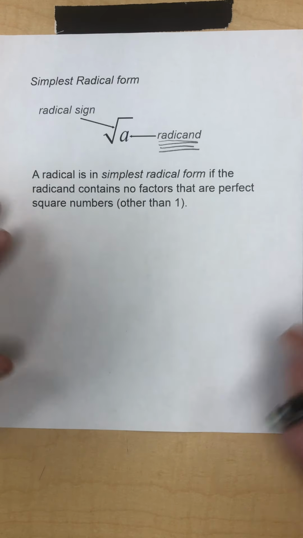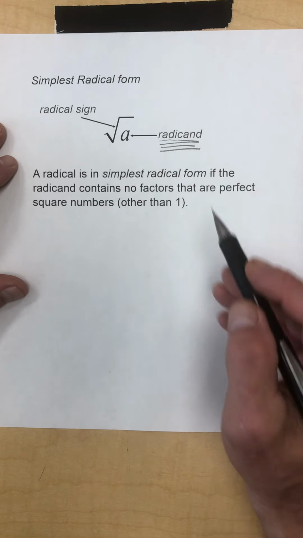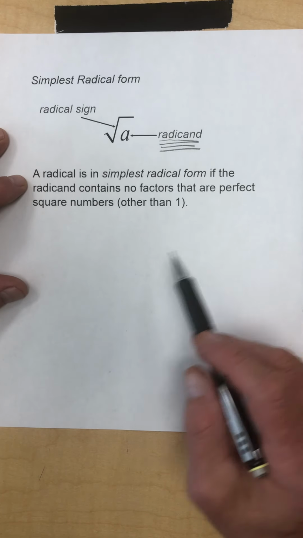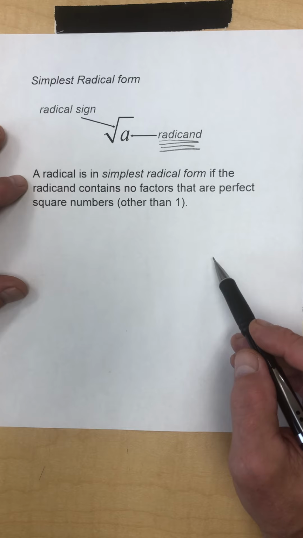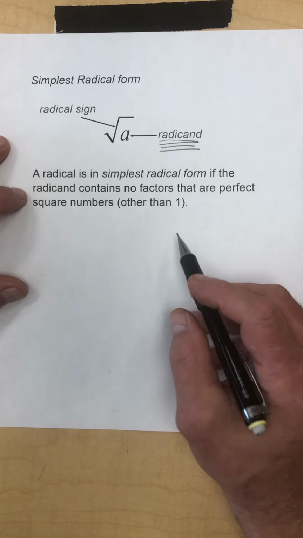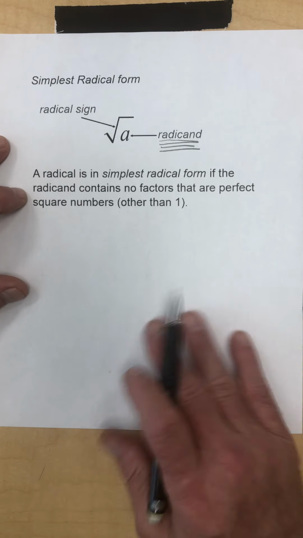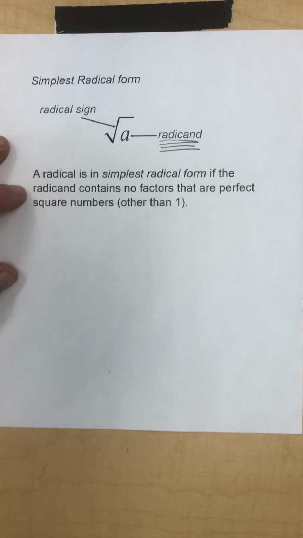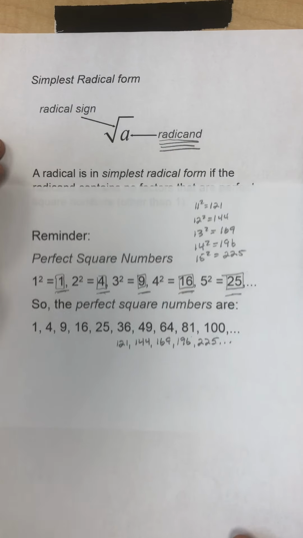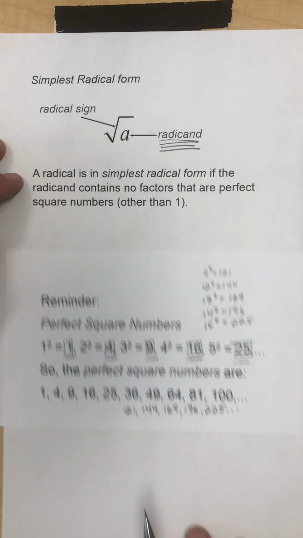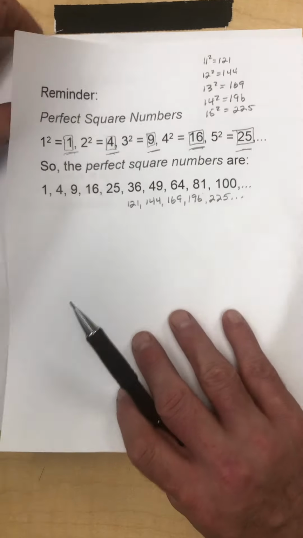Okay, now to get this guy in simplest radical form, that means that the radicand has no factors that are perfect square numbers other than 1. Okay, it's always going to have a factor of 1, but there will be no other factors that are perfect square numbers, and that's why having the ability to identify perfect square numbers is really important to doing simplest radical form.